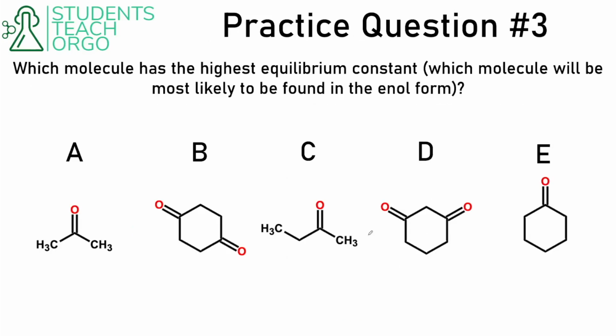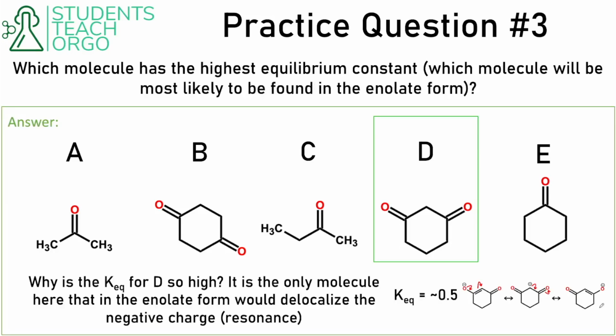And so here is a practice question regarding conjugation and resonance and how that would impact the equilibrium. So I'm asking you to pick out which molecule would have the highest KEQ, or in other words, which molecule is going to most likely be in the enol form, which one is going to be most comfortable in the enol form. So pause the video. I made this question myself. It's pretty good. Alright, I'm going to go forward now.